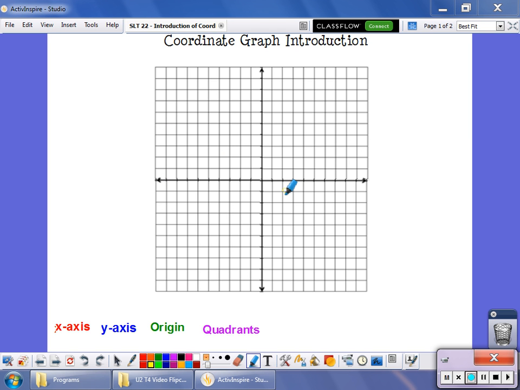A coordinate graph is a graph that's made up by two number lines that intersect. The first number line is right here. It's our horizontal number line. We call this number line our x-axis.